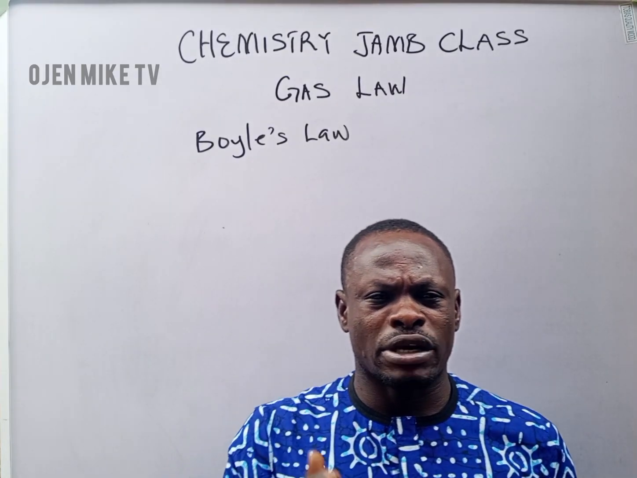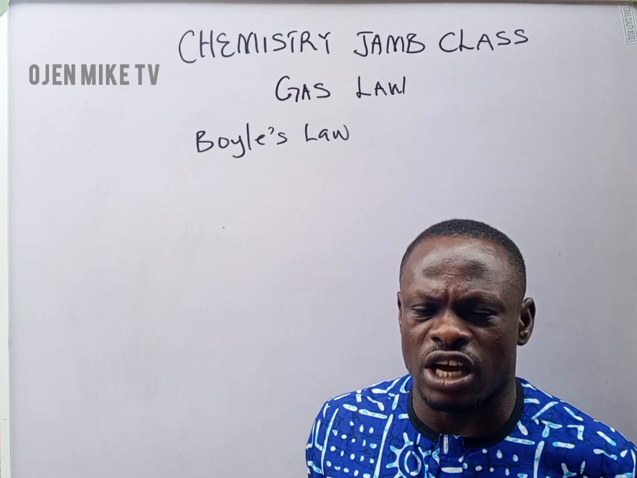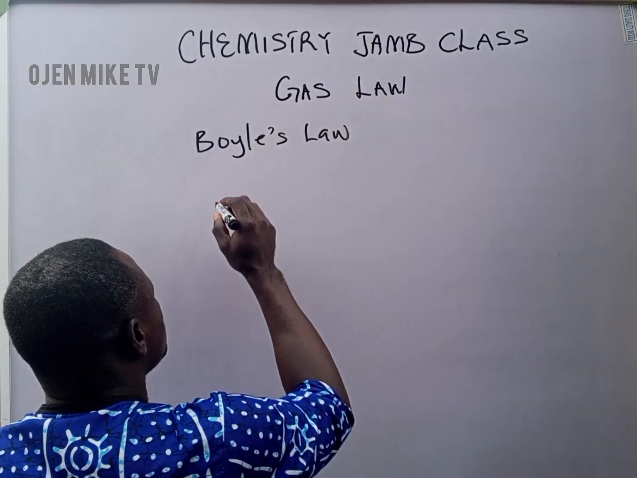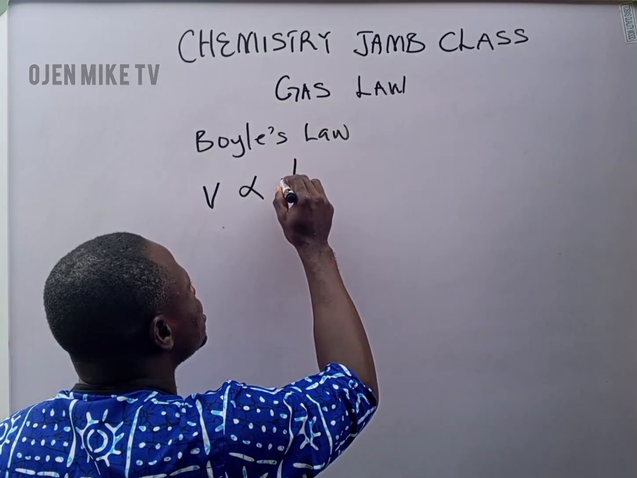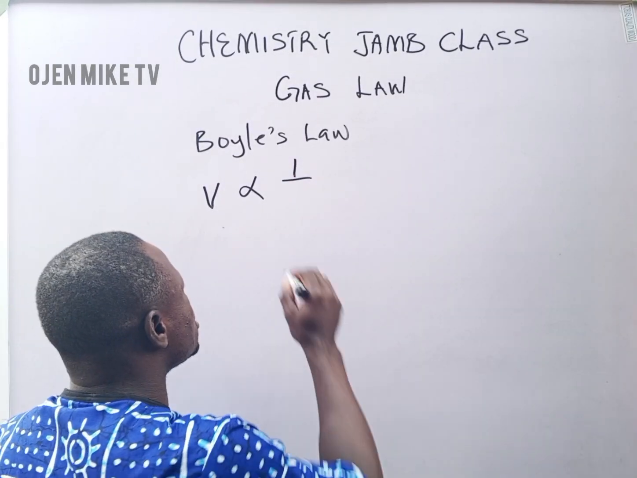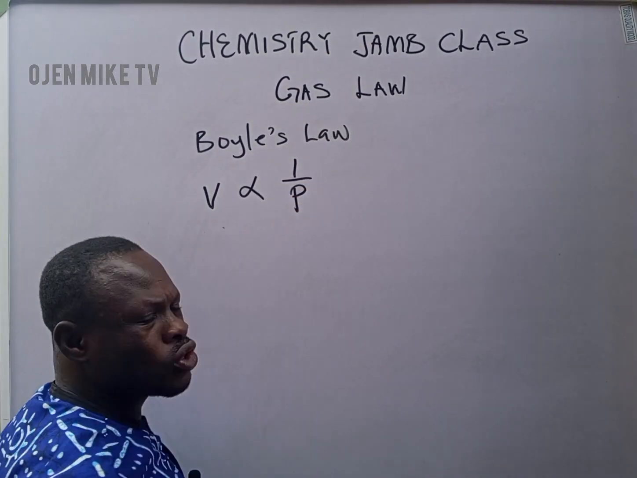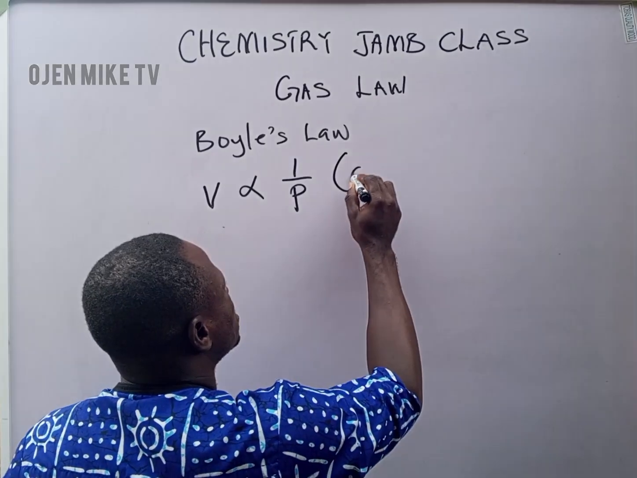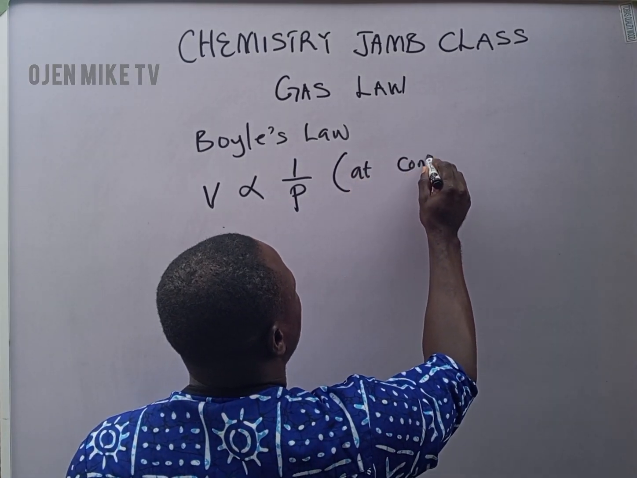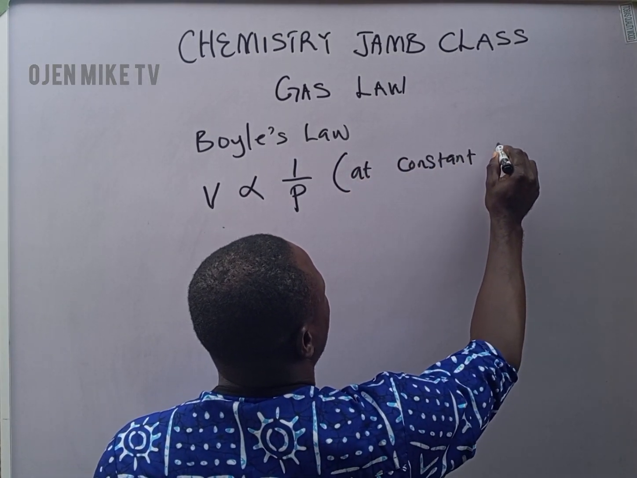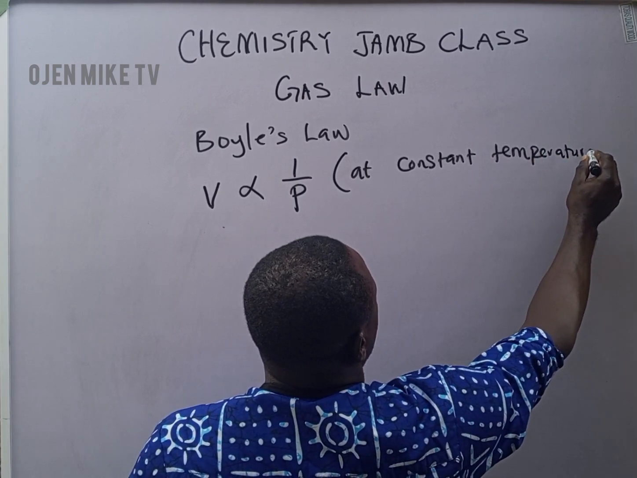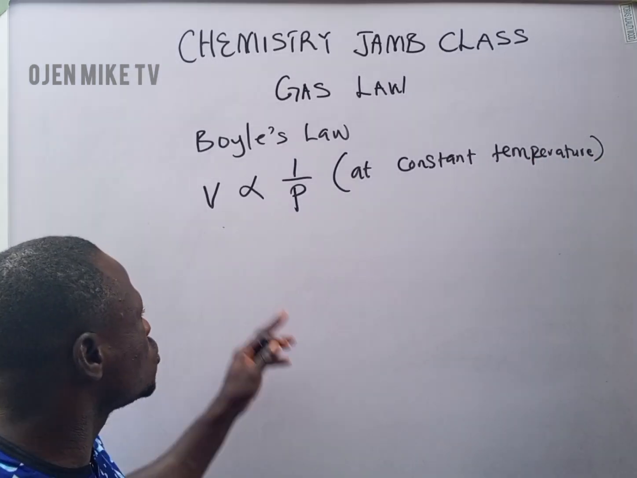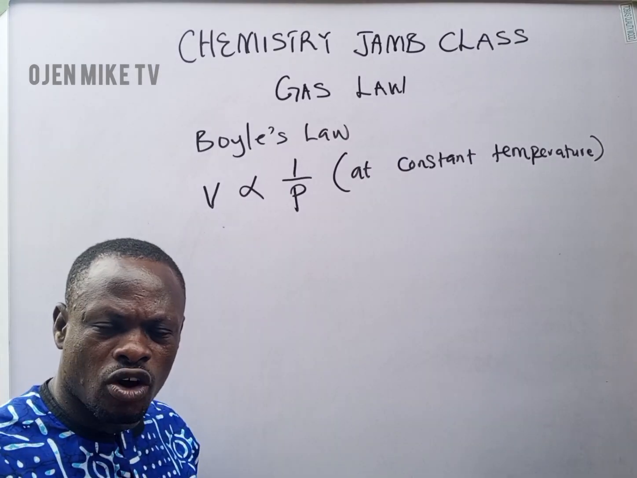Now you can use a mathematical equation to define this law. How does it state? You say the volume is inversely. Anytime you hear inversely, it is 1 over. Do you get that? It's inversely proportional to what? Its pressure, at constant temperature. The temperature is kept constant. So this is the mathematical equation of what?